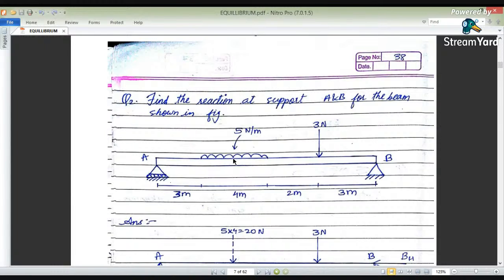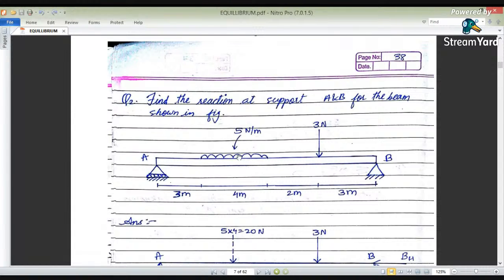We have already discussed in previous slides how to convert this UDL into a point load. Here it is a uniformly distributed load, as its name says. The distribution of the load is uniform from the first point to the last point. So how do we find its intensity? Simple way: the intensity is 5 Newton per meter multiplied by the length. Length is nothing but 4 meters. So 5 multiplied by 4 is 20, and it will be applied at the CG.